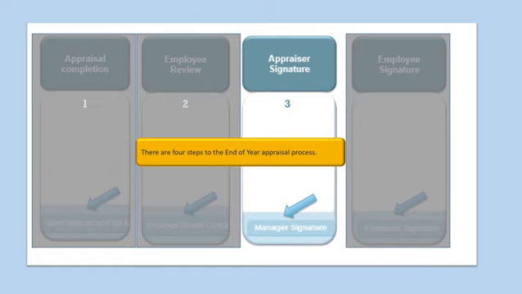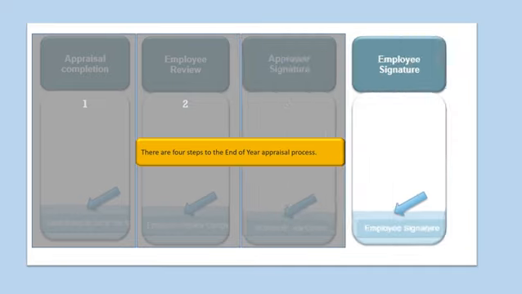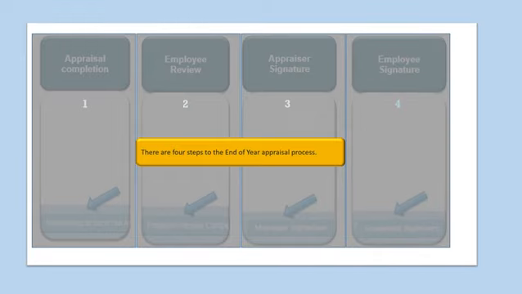When the conference is complete, the appraiser will sign the document electronically. This will submit the document to the employee for their signature. The employee will then log into OneSourceMe to electronically sign the document. When this is done, the process will be complete.